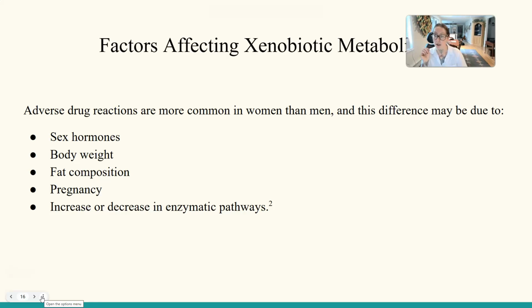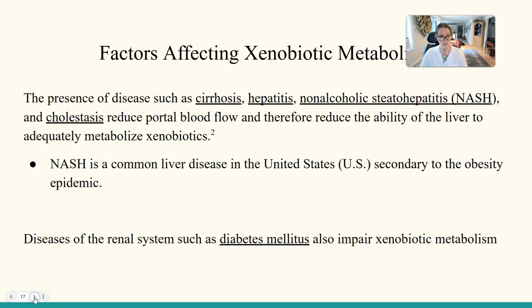The elderly may experience a combination of disrupted hepatic blood flow and polypharmacy, which can modify their ability to metabolize drugs. Presence of disease such as cirrhosis, hepatitis, non-alcoholic steatohepatitis, also called NASH for short, and cholecystasis. These all reduce portal blood flow and therefore reduce the ability of the liver to adequately metabolize xenobiotics.